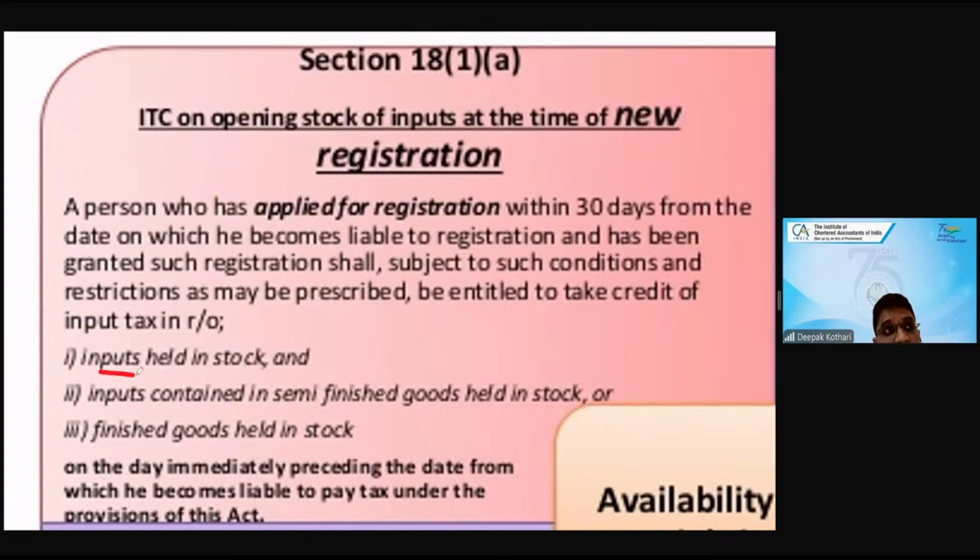Whatever he will get, he will get credit of the inputs. What is inputs? We have discussed in the definition part. That is two types of credit. One is input, one is input services. Here we are talking not about input services, we are talking about inputs, which is the stock aspect. So whatever inputs he has, directly raw materials, or if those raw materials are there in semi-finished goods, or they are held in stock. All these three, he will get the credit of what? Of all these stocks which is held on the day immediately preceding the day from which he became liable to pay tax under the provisions of this act. Not from the date of registration. Which means what? In our case, I take some numbers.